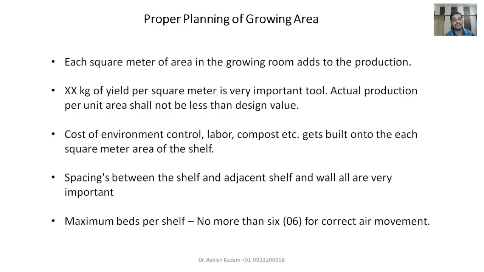So that is the reason people are going for modernization. Then spacing between the shelf and the adjacent shelf, and spacing between the shelf and wall, are all very important, because those gaps and spacings control the movement of air. Maximum beds per shelf means you will have no proper circulation of air in the growing room. So you should have an optimized number of shelves and beds per shelf, then only you will get the right quality of the environment.